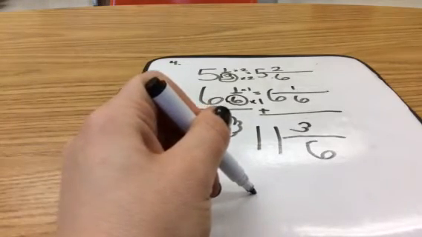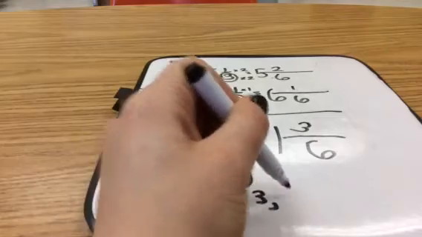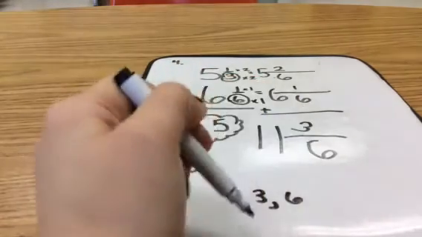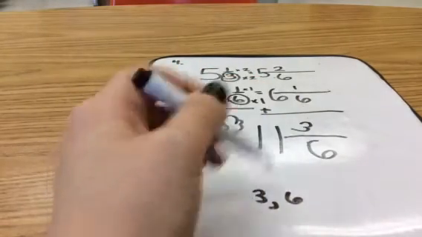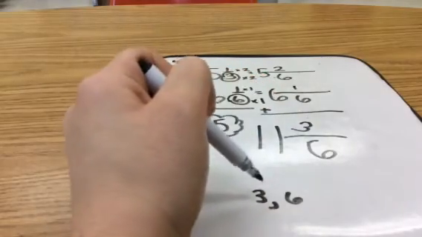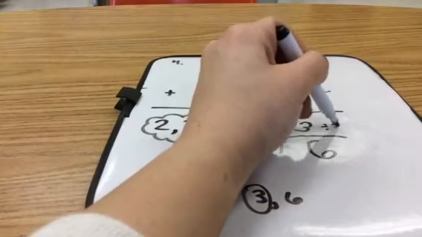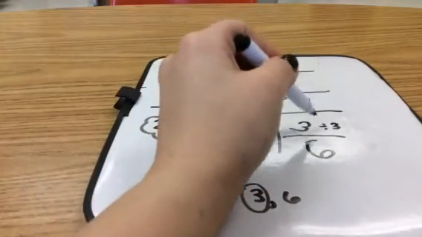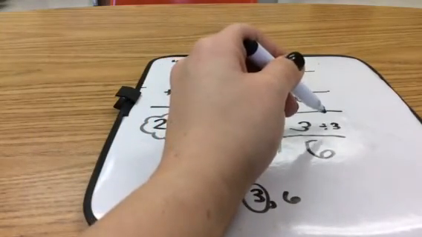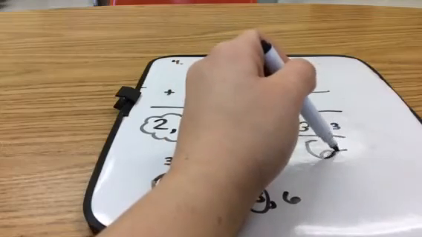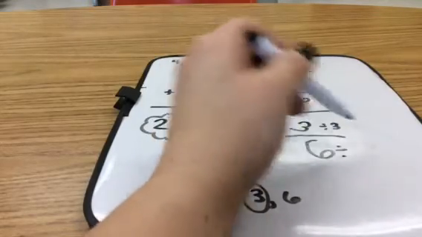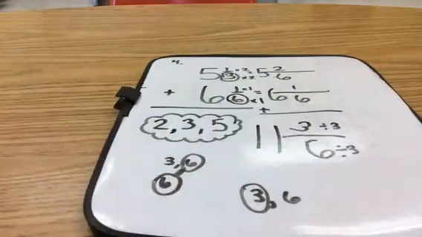I'll do my multiples of 3. 3, 6. Already I can stop because I know that both 3 and 6 are divisible by 3. So I divide my top number by 3. And again, whatever I do to my bottom, I must do to my top. Whatever I do to my top, I must do to my bottom, my denominator. Divide them both by 3.